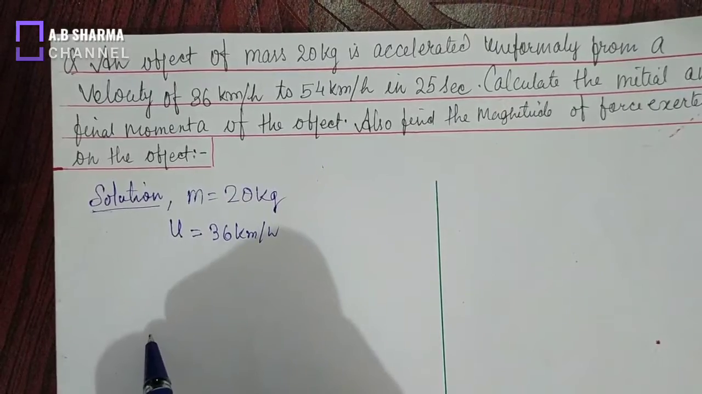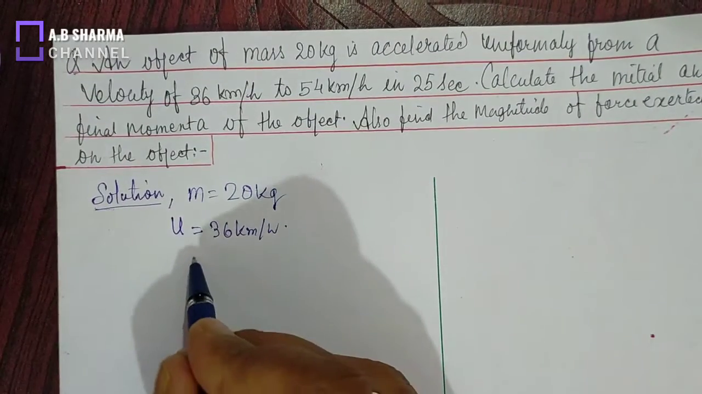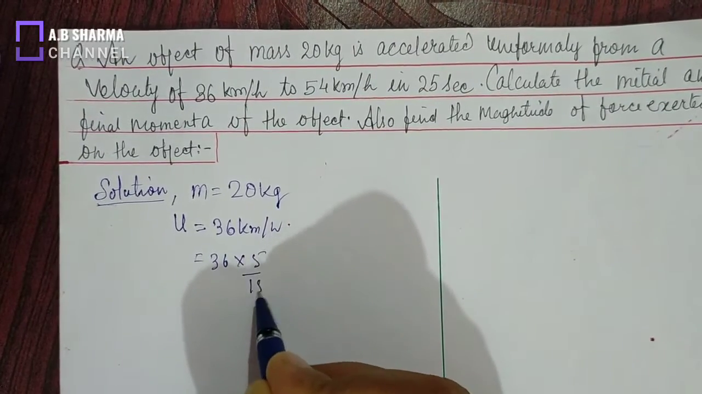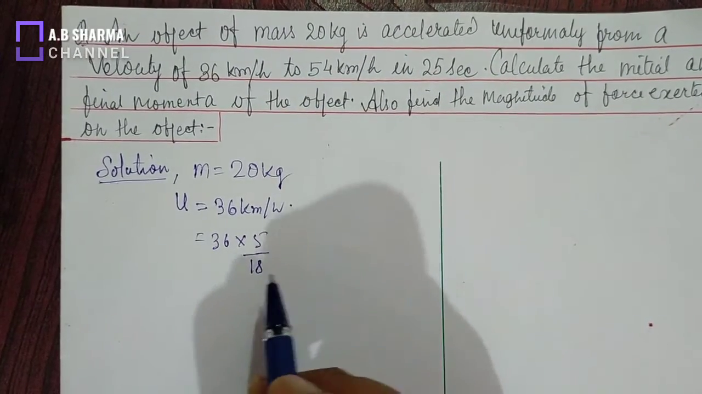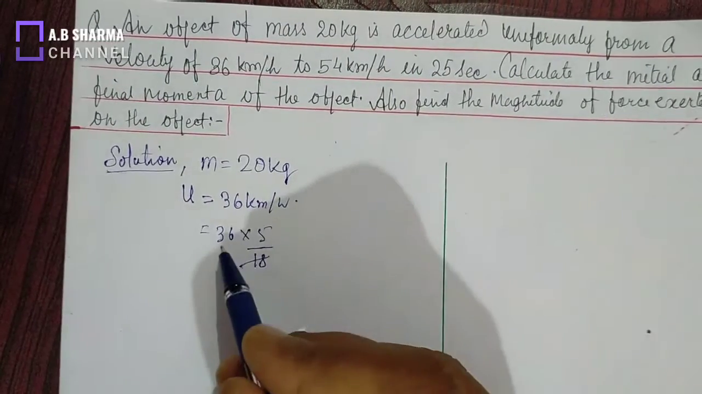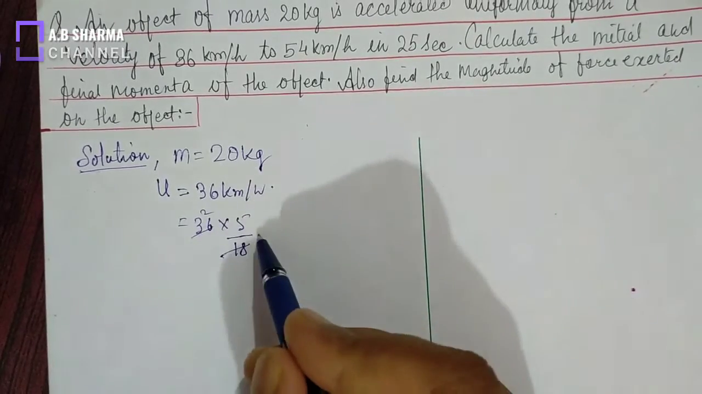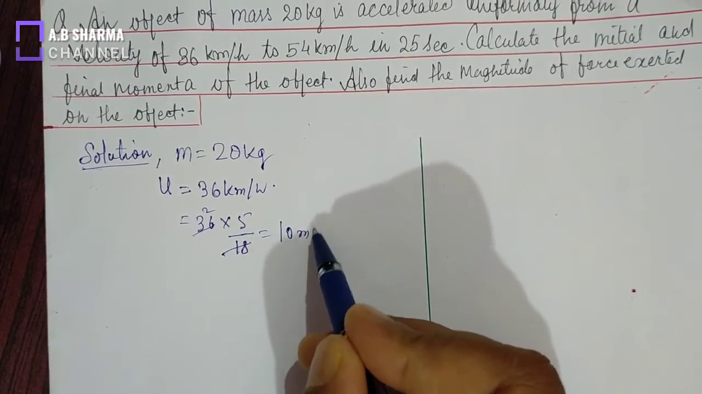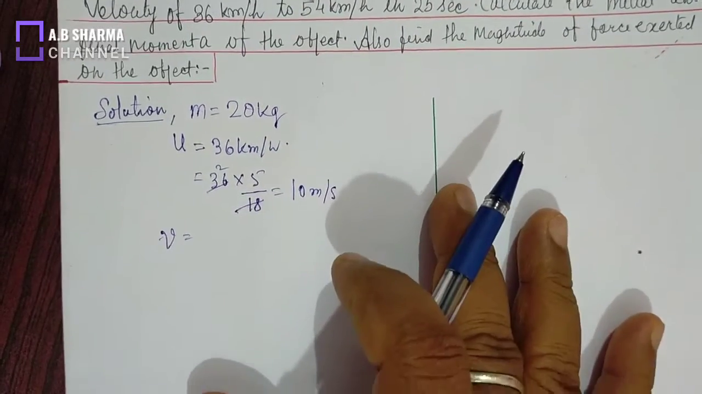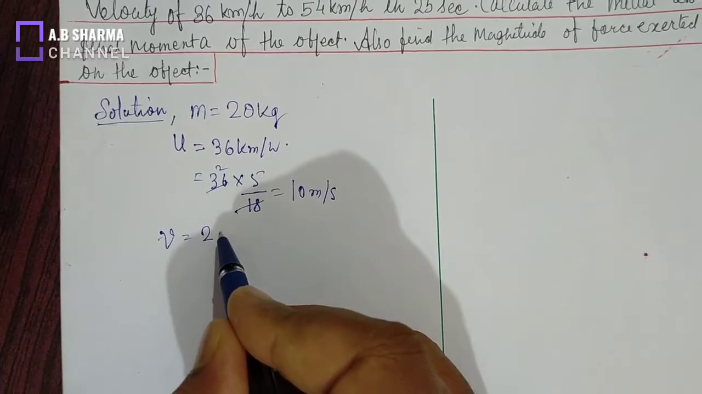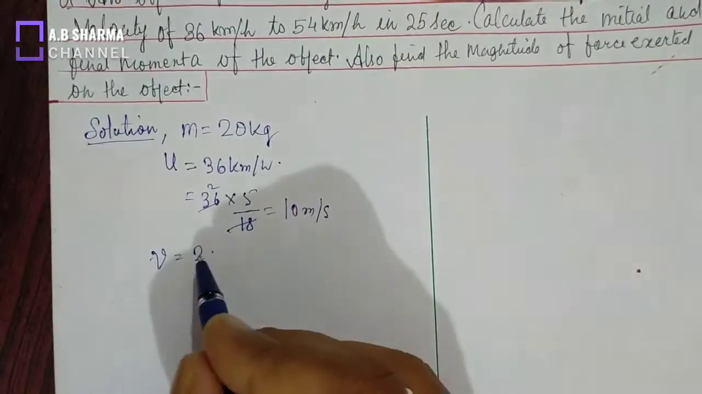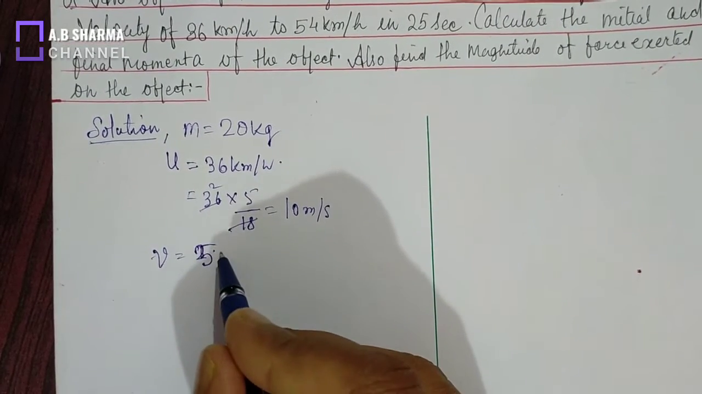So we have to convert this u into meter per second. 36 into 5 by 18. When we convert kilometer per hour into meter per second, we multiply by the factor 5 upon 18. So this will become 10 meter per second. We have to bring in SI unit, and v is given, final velocity, that is 54 km per hour.